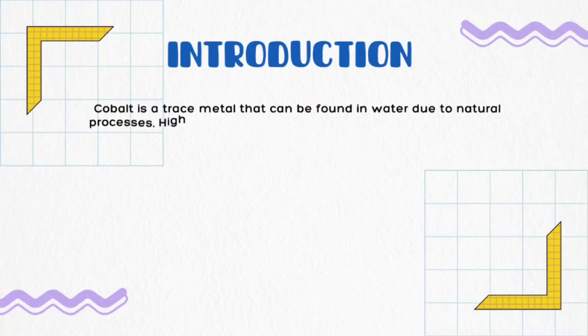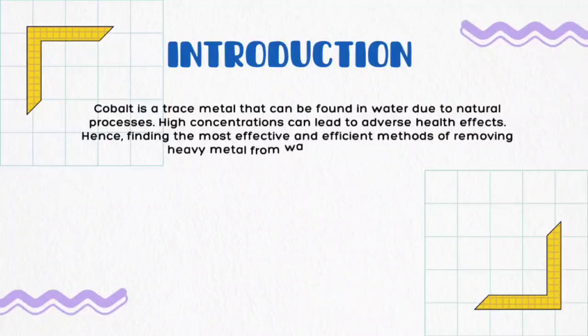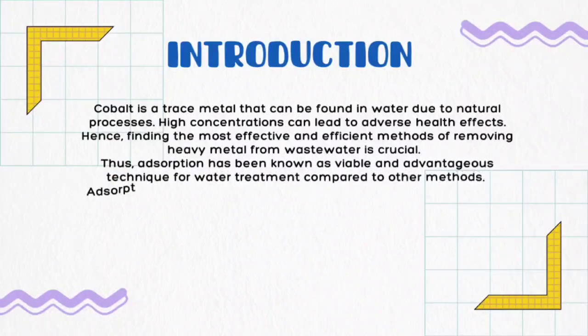Cobalt is a trace metal that can be found in water due to natural processes. High concentrations can lead to adverse health effects. Hence, finding the most effective and efficient methods of removing heavy metal from wastewater is crucial. Thus, adsorption has been known as a viable and advantageous technique for water treatment compared to other methods.